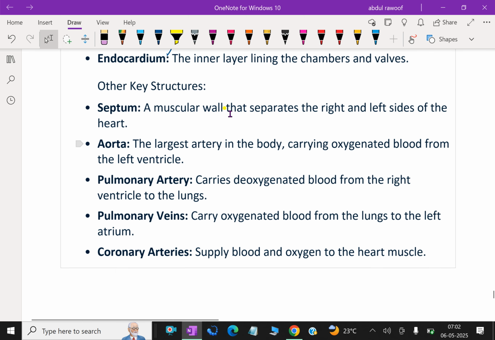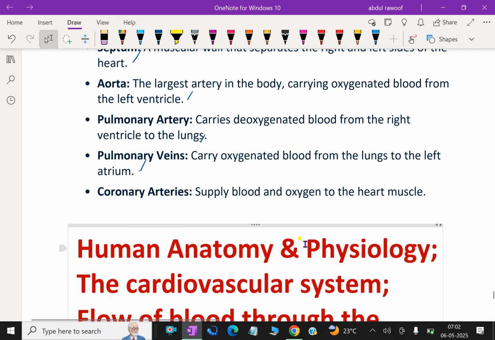Now, other key structures. Septum, the muscular wall that separates the right and left sides of the heart. Aorta, the largest artery in the body, carrying oxygenated blood from the left ventricle. The pulmonary artery carries deoxygenated blood from the right ventricle to the lungs. Pulmonary veins carry oxygenated blood from the lungs to the left atrium. Coronary arteries supply blood and oxygen to the heart muscle.